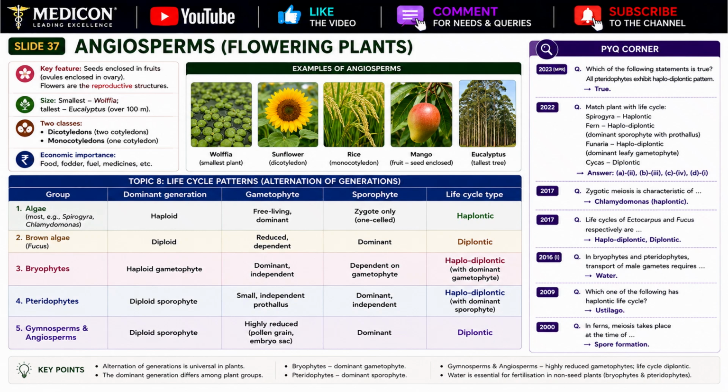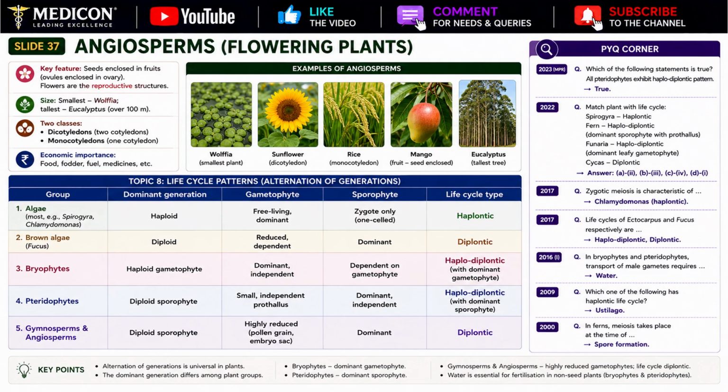There are two classes, dicotyledons, which have two cotyledons, and monocotyledons, which have only one cotyledon. Economic importance is food, fodder, fuel, and medicines. Wolffia is the smallest plant, sunflower is a dicot, rice is a monocot, mango is a fruit with seed enclosed, and Eucalyptus is the tallest tree. So you have to compare the life cycles of all here.